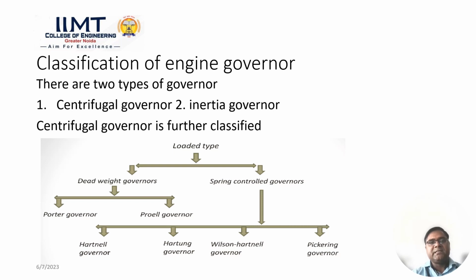Next, classification of the governor. Governors are classified basically into two types: centrifugal governor and inertia governor. Centrifugal governor is further classified into dead weight governor and spring controlled governor. Dead weight governor is further classified into Porter and Proell, and spring controlled governor is classified as Hartnell governor, Wilson-Hartnell, and Pickering governor.